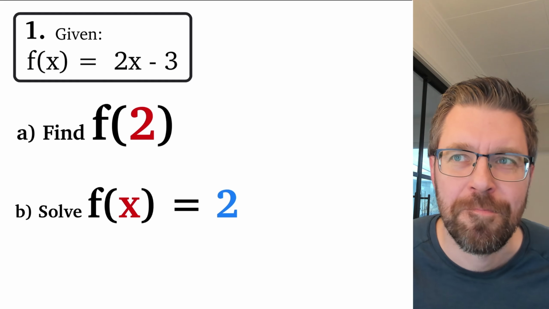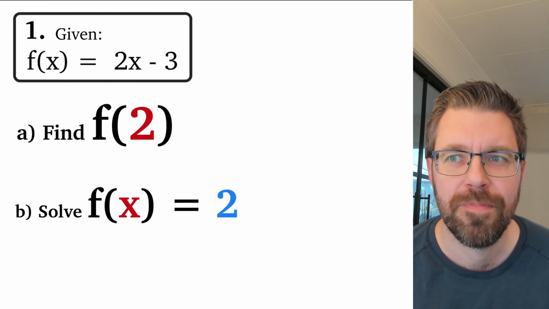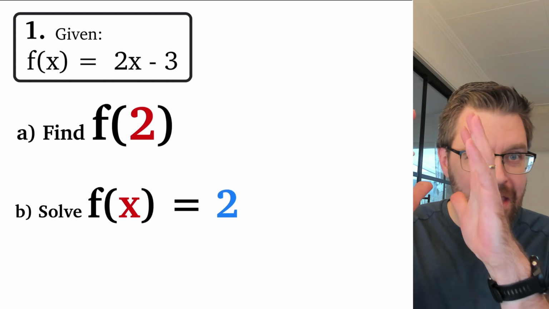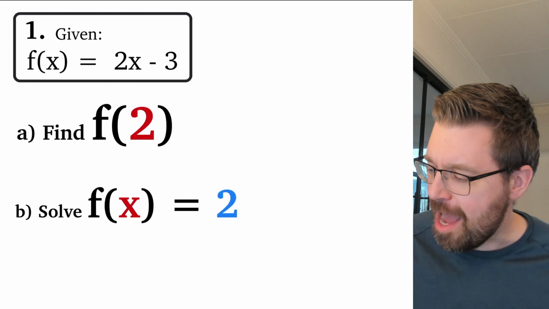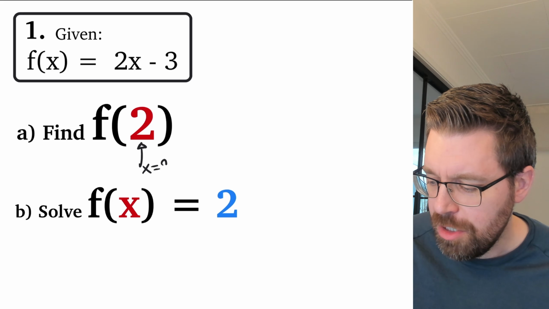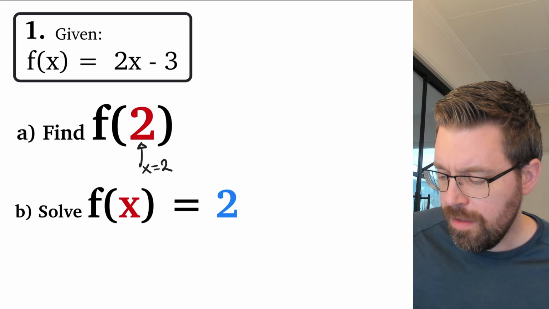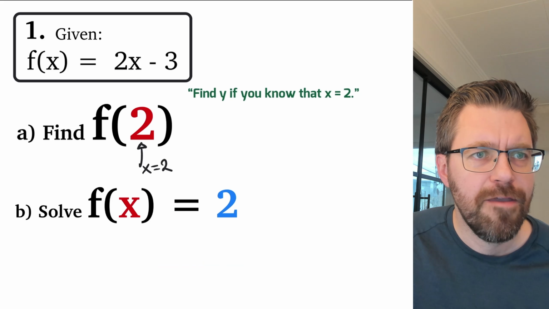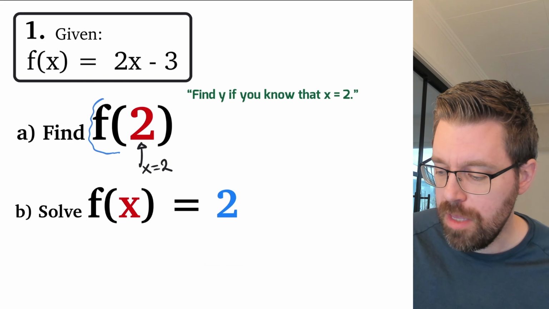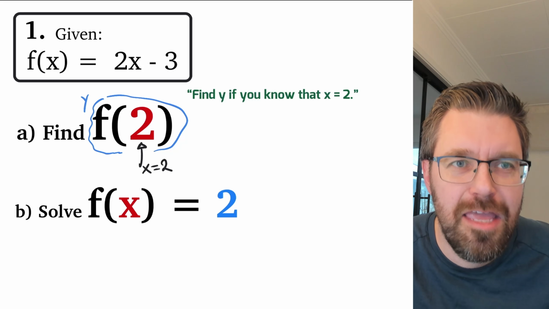So the first question. Given the information that f of x equals 2x minus 3, find f of 2. Okay, the thing inside the parentheses was the number of x. So we know that x equals 2. So this information here, the question, you can write it like this: find y, because the whole thing here was equal to y. So find y if you know that x equals 2.